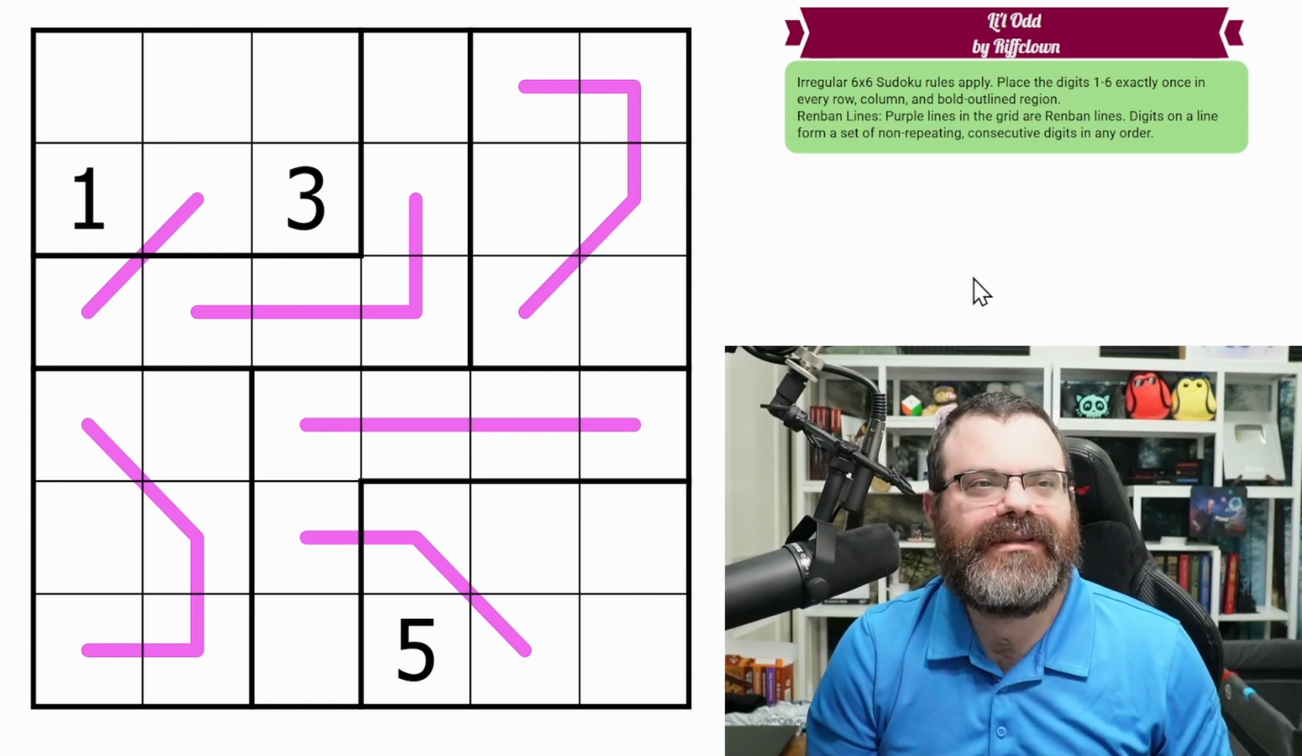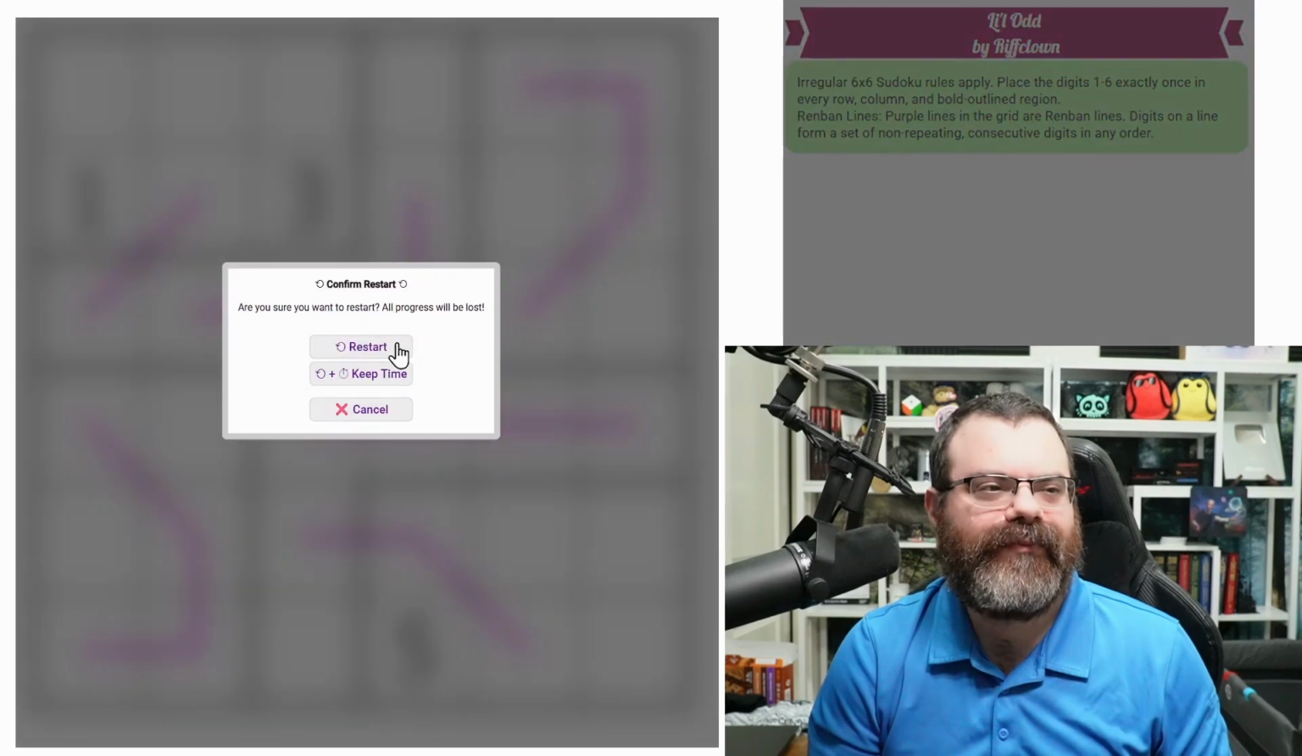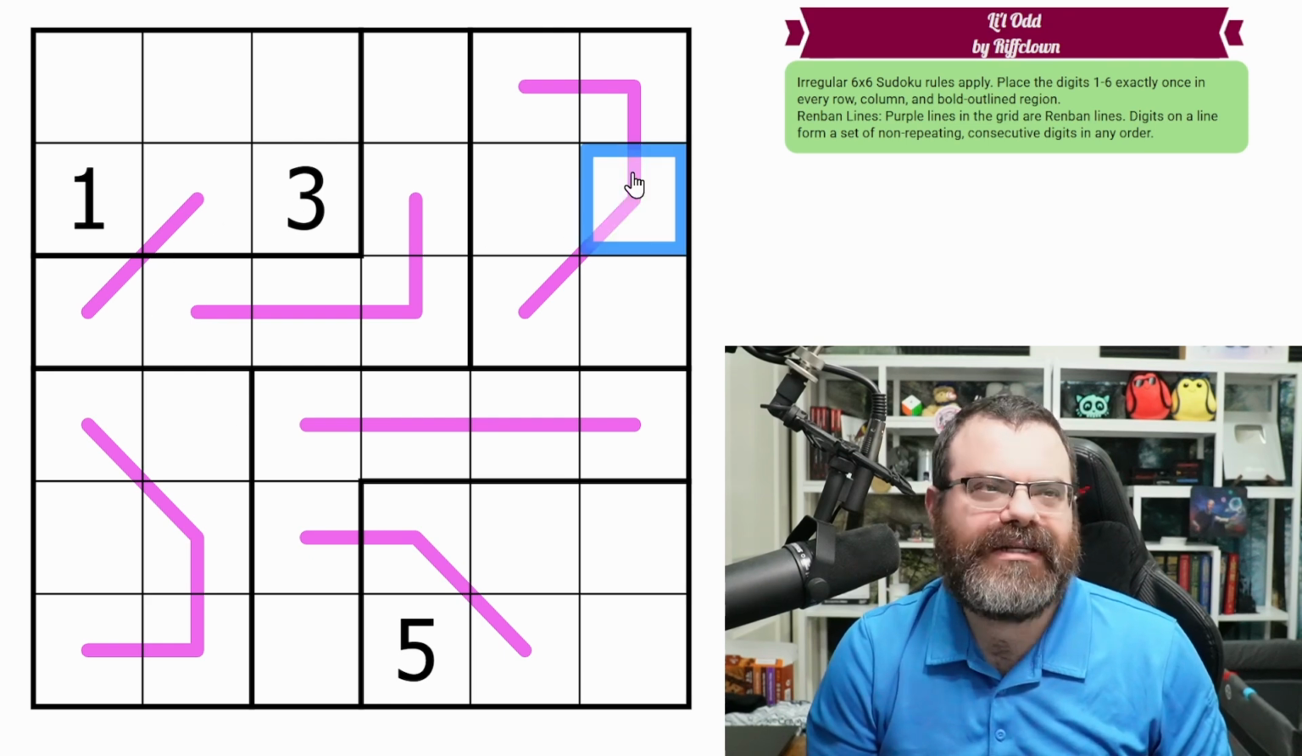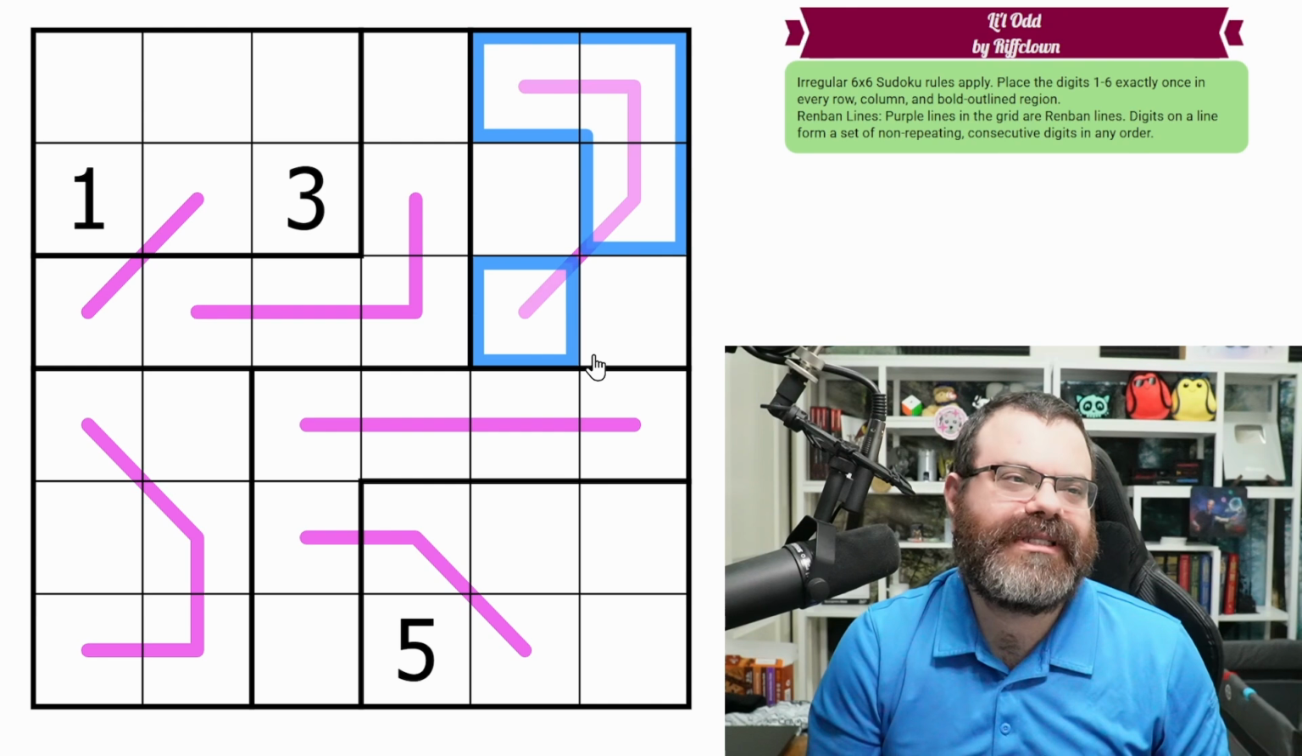All right, and that's it. Those are the rules. There's a link in the description if you'd like to try the puzzle yourself. I'm going to get started right now. Okay. Now, the question is, do we start with the renbands or the irregular, or is there some interaction? Probably an interaction. I'm going to talk about the renbands first, though.